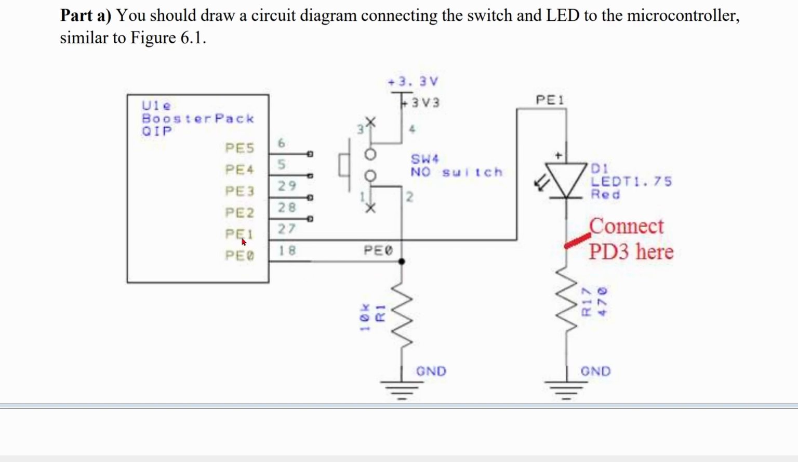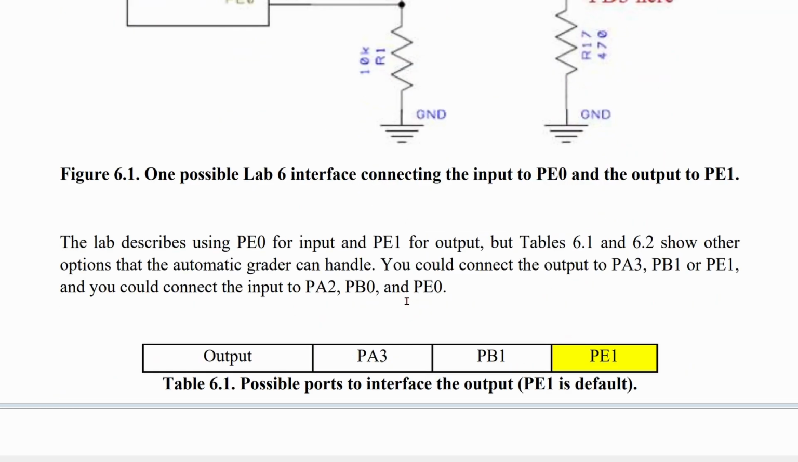Now our PE1 is going to output to our LED. It's going to be red for this, so we'll remember this when we do our code. We're going to connect PD3 here so that we can see what the output is, and then we have our 470 ohm resistor here, and we're going to ground both of these. We're going to come back to this when we build this on our breadboard. So that's one possible way to do it.